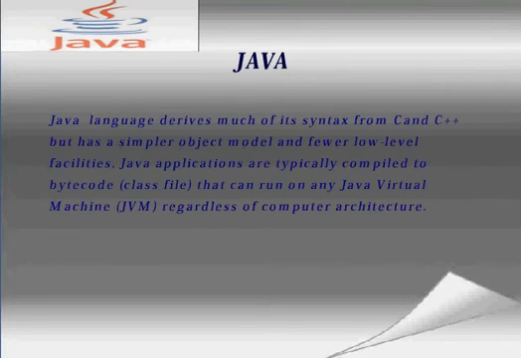The Java language derives much of its syntax from C and C++, but has a simpler object model and fewer low-level facilities. Java applications are typically compiled to bytecode, class file, that can run on any Java virtual machine, JVM, regardless of computer architecture. Java is general-purpose, concurrent, class-based, and object-oriented, and is specifically designed to have as few implementation dependencies as possible. It is intended to let application developers write once, run anywhere.